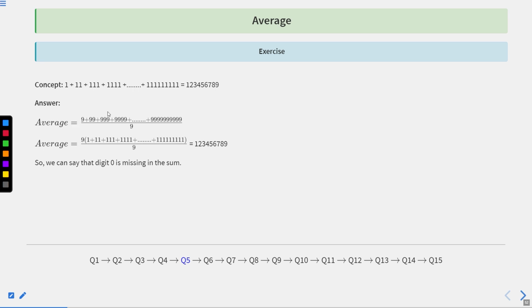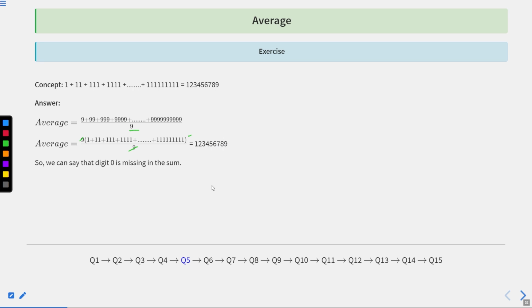So the average of this sequence is 9 plus 99 plus 999 plus 9999 and so on till 999999999, and the total number of observations is 9. So I can take 9 common, and it will be 1 plus 11 plus 111 plus 1111, and so on till 1 repeated 9 times, not actually 9 into 1. So 9 and 9 get cancelled, correct? And the sum is already known to us, which is equal to 123456789.